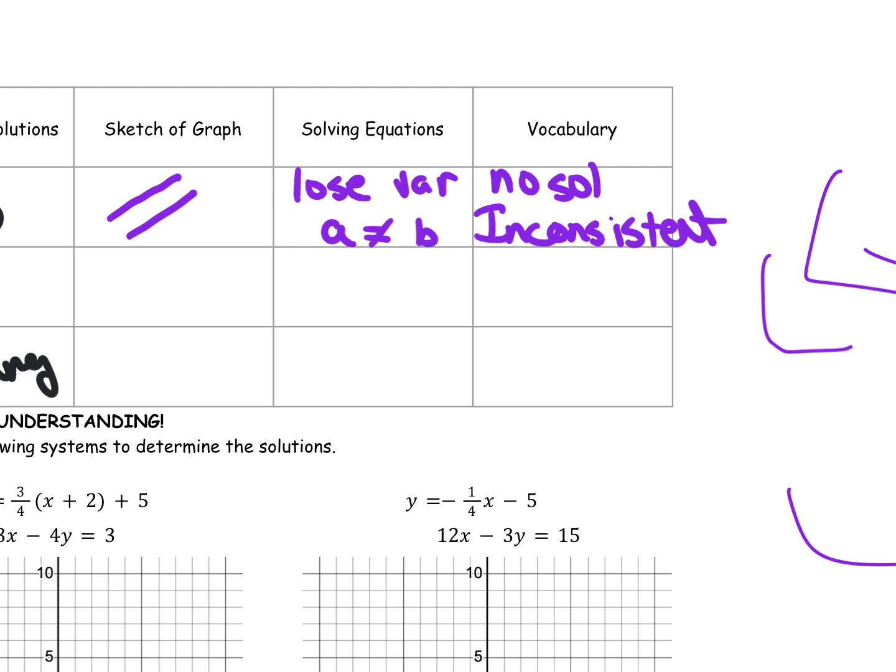So if you were to classify it, and when you have to classify it today, it would be inconsistent. But please keep in mind, sometimes they look parallel. That doesn't mean they are. They could have slopes that are very close, and they will touch eventually.